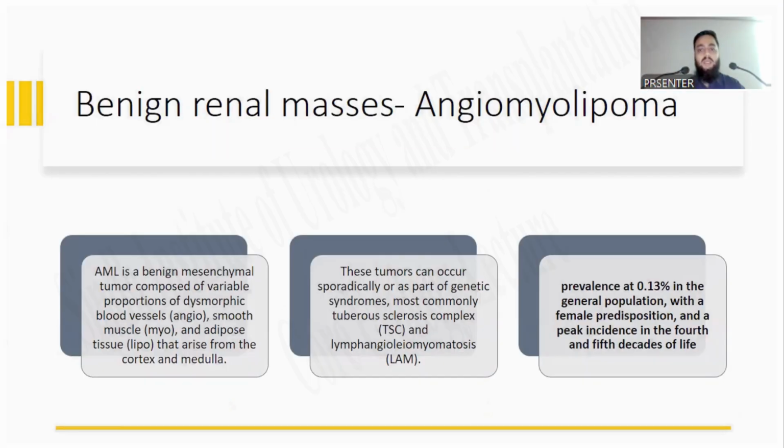Benign renal mass, angiomyolipoma. AML is a benign mesenchymal tumor composed of variable proportions of dysmorphic blood vessels, smooth muscles, and adipose tissue that arise from the cortex and medulla. These tumors can occur sporadically or as part of genetic syndromes, most commonly tuberous sclerosis complex and lymphangioleiomyomatosis. Prevalence is 0.13% in the general population, with a female predisposition and a peak incidence in the 4th and 5th decades of life.